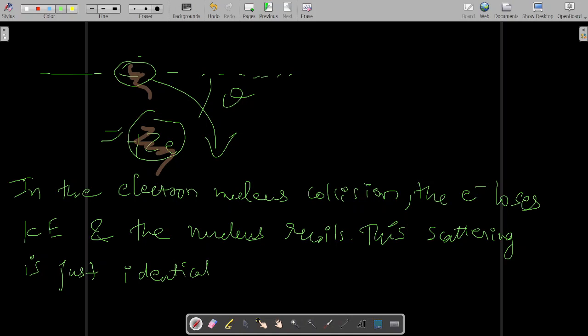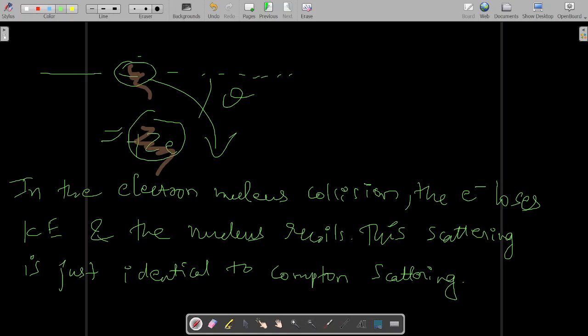This is just identical to Compton scattering. What happens in Compton scattering? Do you know? In Compton scattering, you know this very well, that there is a metal and electrons are bombarded on it. Okay.